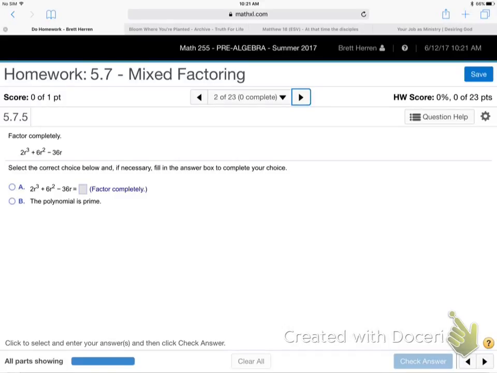Okay, so there we go. So it's going to be 2r cubed plus 6r squared minus 36r. Okay. Try that one.